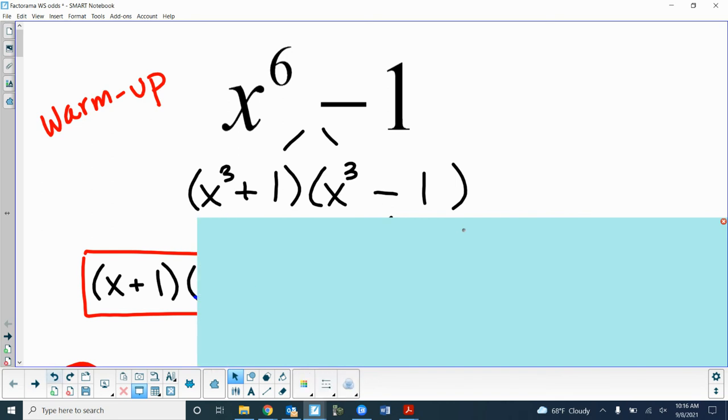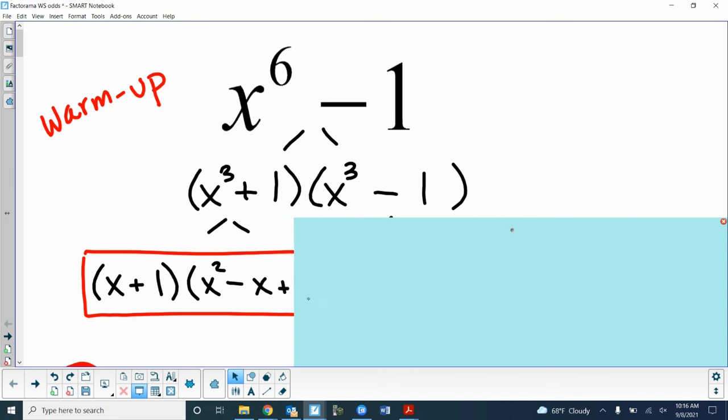Do this. What's the middle term? Multiply those. Is it plus or minus? Opposite. It's minus, right? What about the third term? Square that. Plus or minus? Always plus, right? We good on that one?